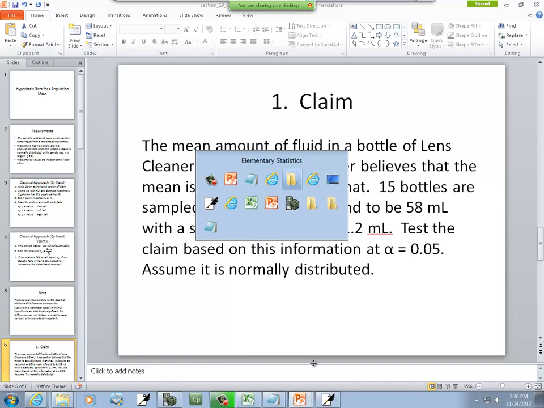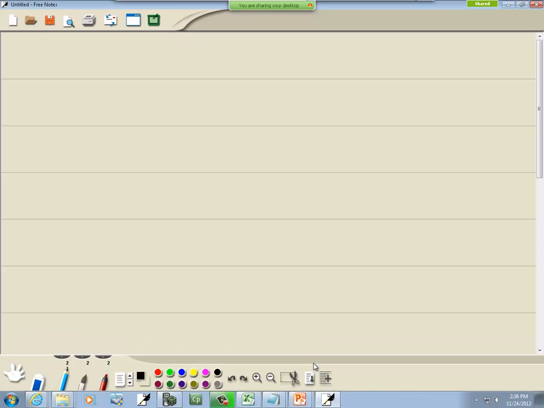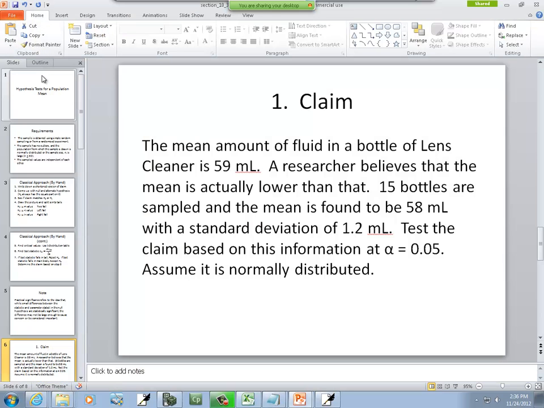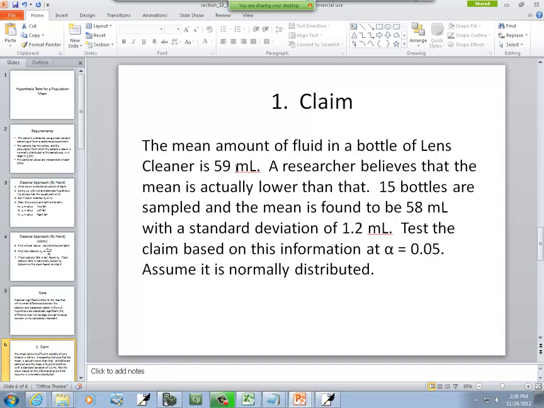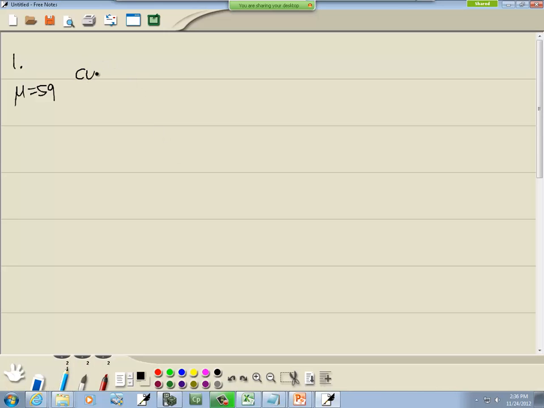Let's look at our first problem here. The mean amount of fluid in a bottle of lens cleaner is 59. So mu is 59. It says mean and doesn't say anything about a sample, so that's why I knew it's mu. A researcher believes that the mean is actually lower than that. Sounds like our claim. So lower than 59.